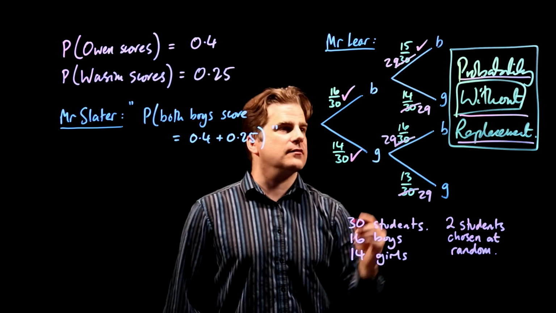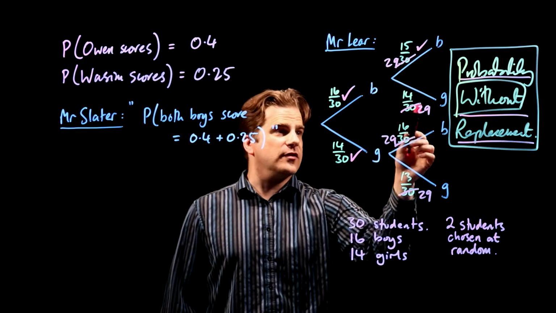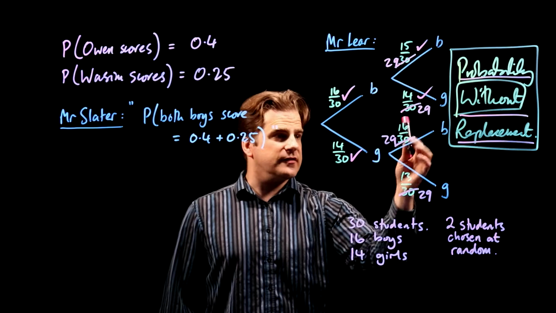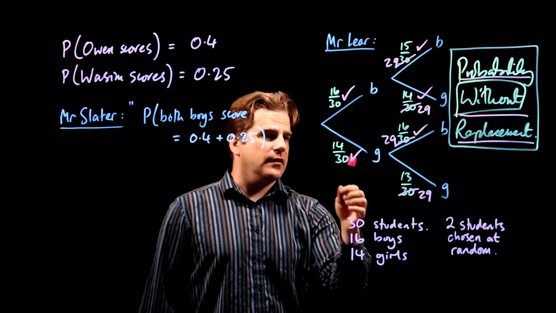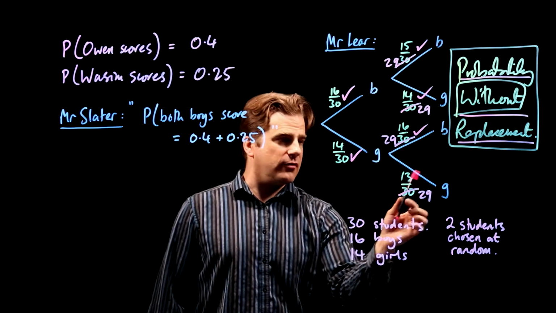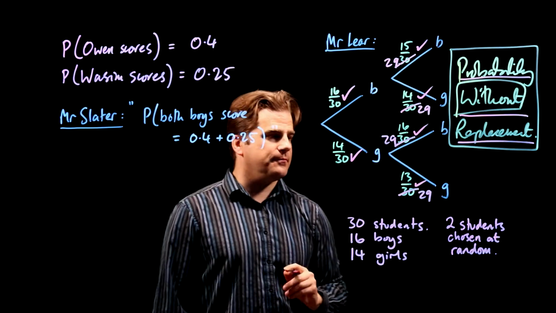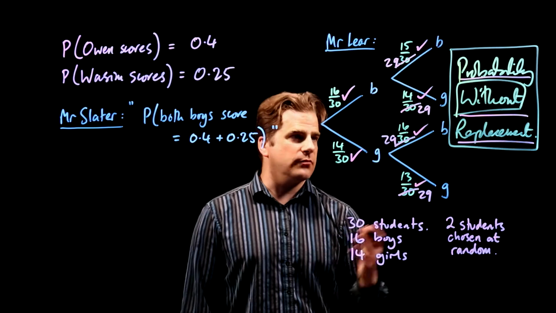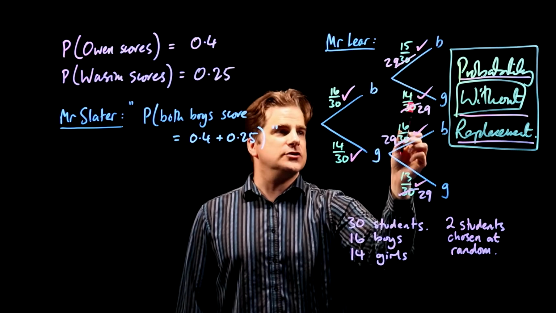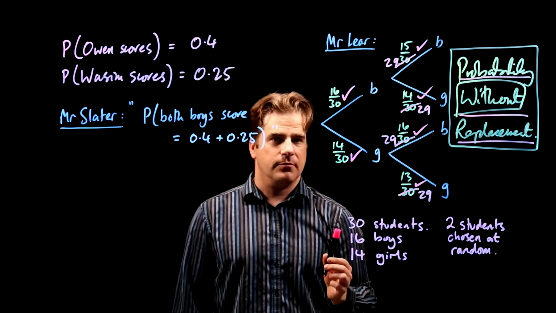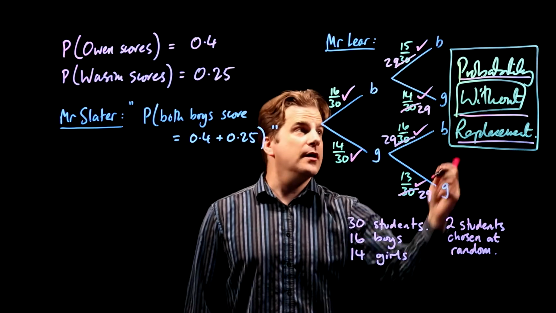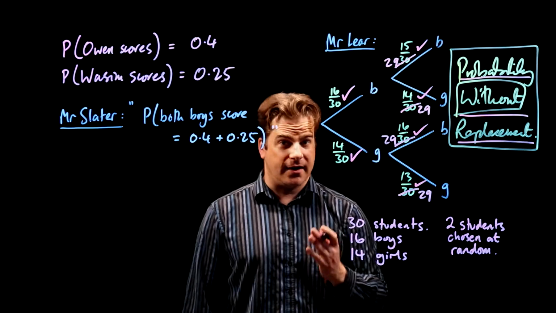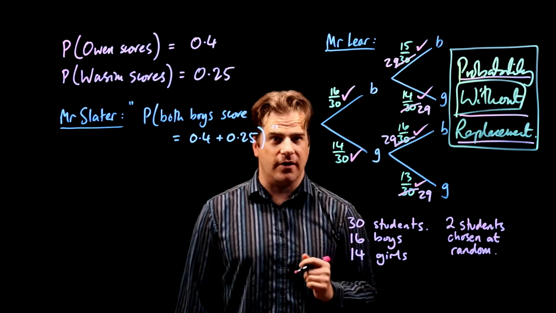Now it's correct. There are still 14 girls, that's correct. You chose a girl the first time, so there's still 16 boys, that's correct. You chose a girl the first time, so you're down to 13 girls, that is now correct. So that's what's wrong with it. Should be 29, not 30. And in your exam, mention probability without replacement. It will impress the examiner and get him on your side, and that is a very good thing.